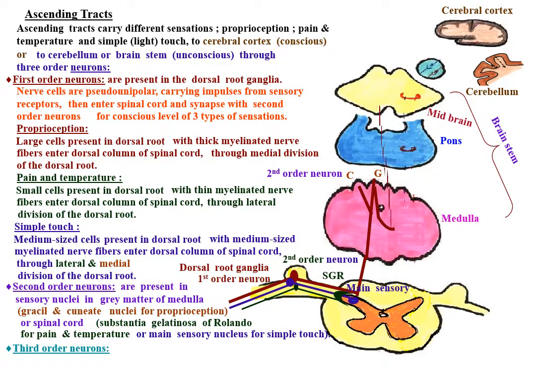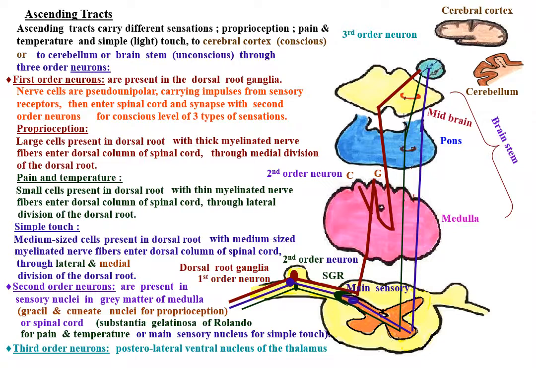The third-order neurons are present in the posterolateral ventral nucleus of the thalamus, which pass to sensory areas of the cerebral cortex.